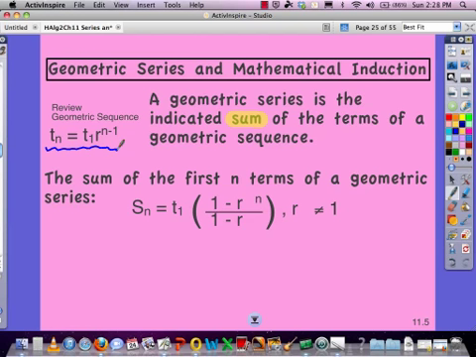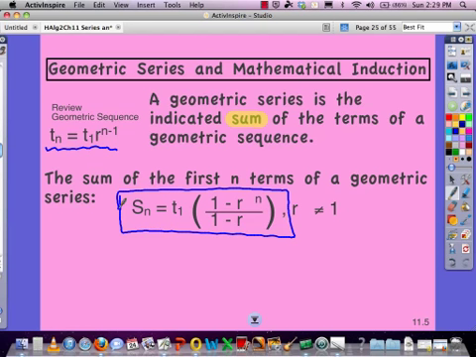But as you saw in your book, there is basically a formula for finding that series or sum in a shortened way. And you see that listed here. The sum of the first n terms of a geometric sequence is nothing more than S sub n equals t sub 1 times, in parentheses, 1 minus r to the power of n divided by 1 minus r.